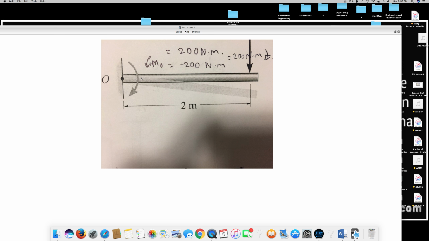So the first question is, it's a horizontal line and it's 2 meter distance and the force is acting from the top. Let me see what the force is. So 100 Newton is acting from the top. I'll show you how to find the moment for this one.